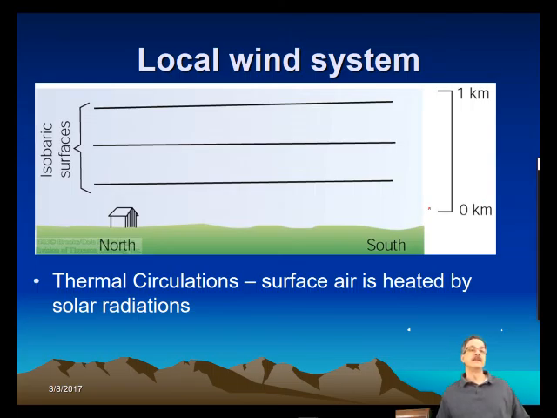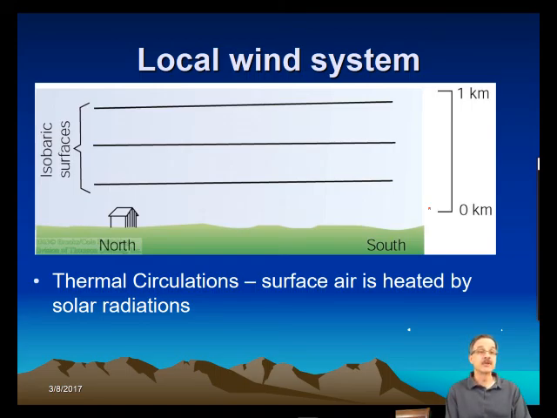All right, we're going to talk about local wind systems, or how we create local wind systems. Now I want to stress before we start, this is a very important idea in meteorology. So I need you all to learn this material. If you don't understand it by the end of this, I need you to ask questions. All right, so let's get started.